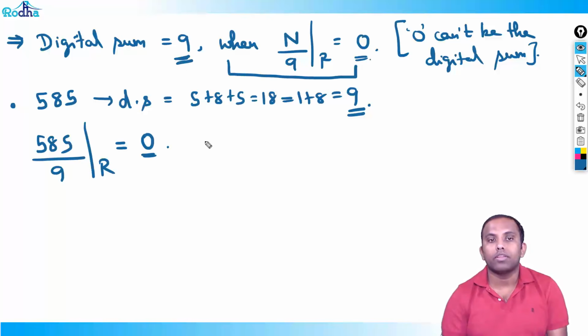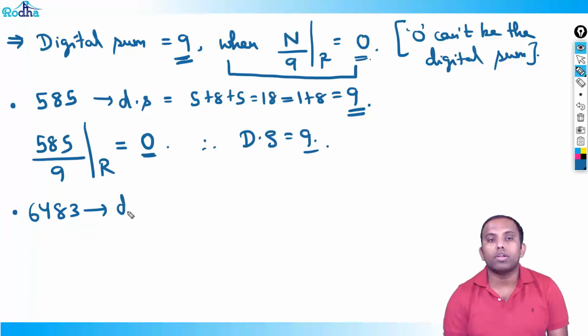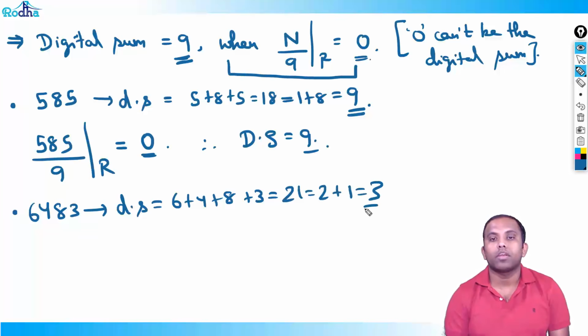Therefore in this case digital sum is equal to 9. Whenever remainder gets 0, that means digital sum is 9. Digital sum can't be 0. We are adding digits, right? It can never be 0. See, if you take any number, like suppose 6483, what is the digital sum of 6483? 6 plus 4 plus 8 plus 3, that is 21. That is 2 plus 1, that is 3.